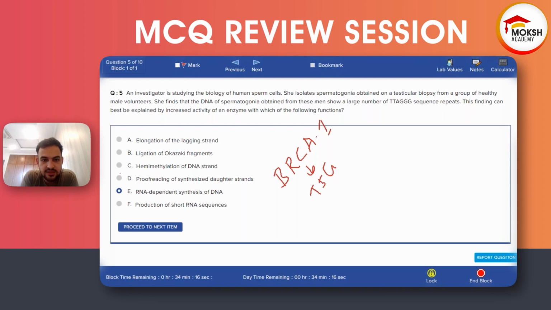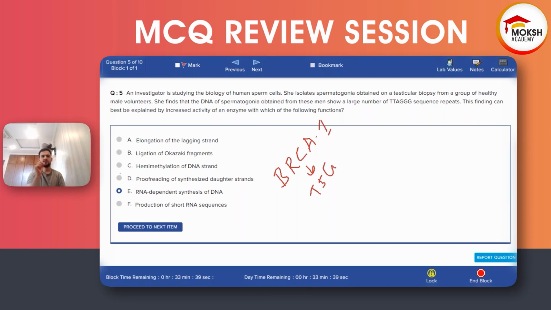Proofreading of synthesized daughter strands. Proofreading of newly synthesized DNA is the function of DNA polymerase, especially DNA polymerase delta and DNA polymerase epsilon in eukaryotes. Okay, choice F, production of short RNA sequences. It's the function of RNA primase, which brings these short RNA templates to the lagging strand, and through the help of these templates, the DNA polymerase delta can start the elongation of lagging strand.